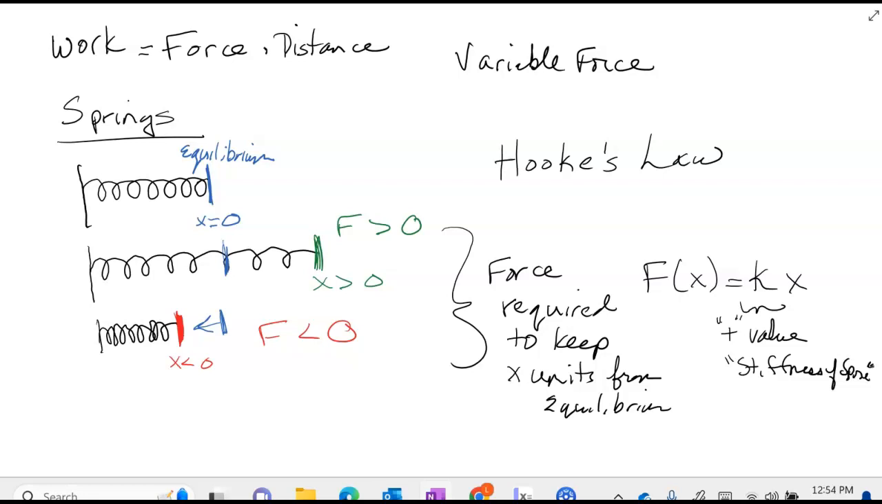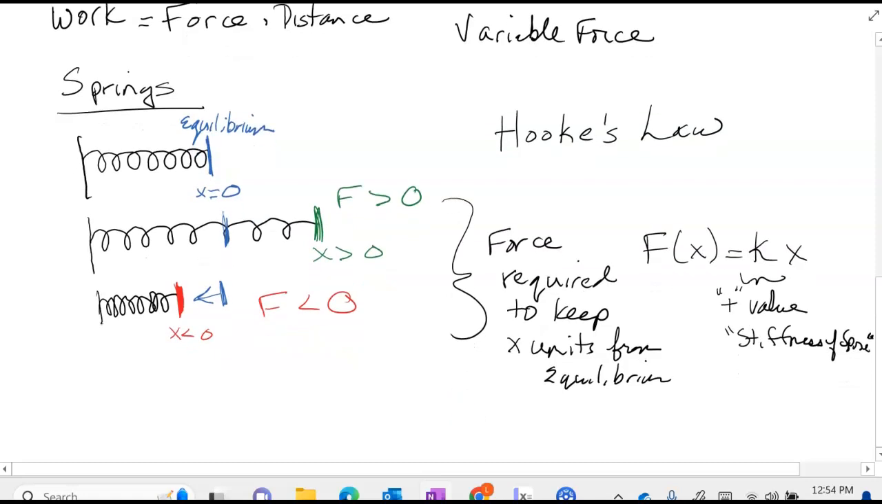But again, k is always a positive value, whether stretched or compressed. What changes is the X. Of course, if you're stretched, you have a positive X, and hence you're going to have a positive force. And if you're compressed, you're going to have a negative X, and hence a negative force. All right. So that's kind of an overview of Hooke's Law.